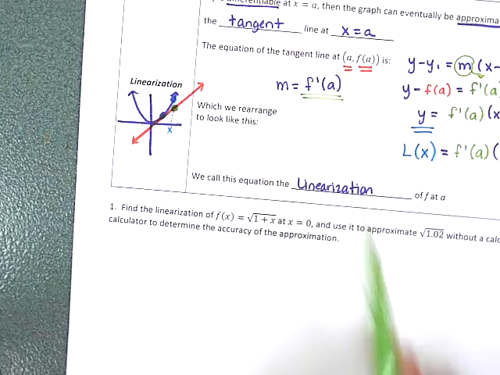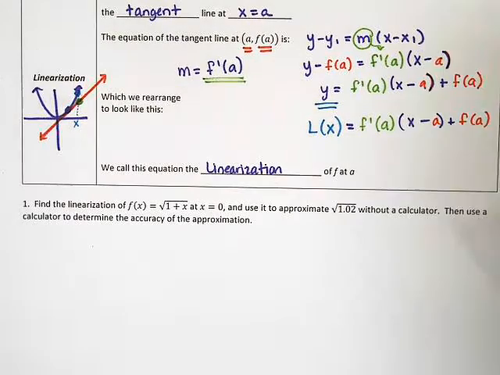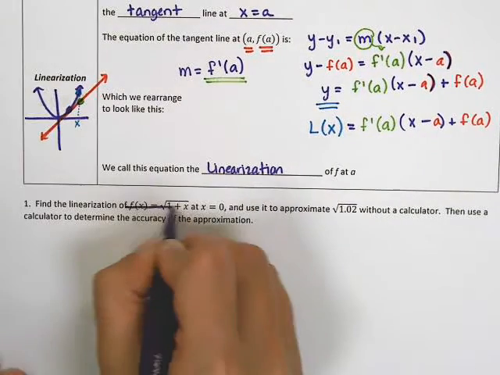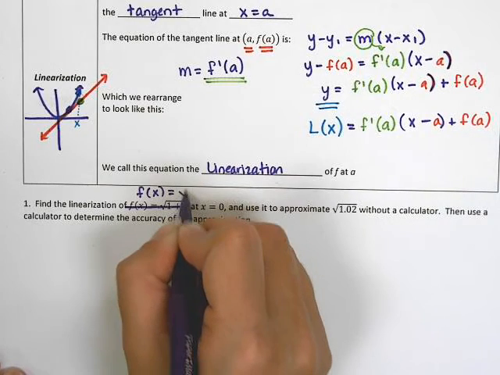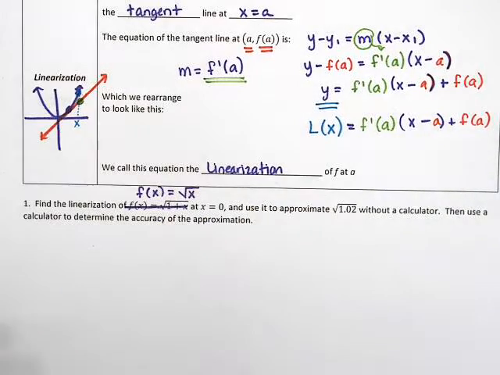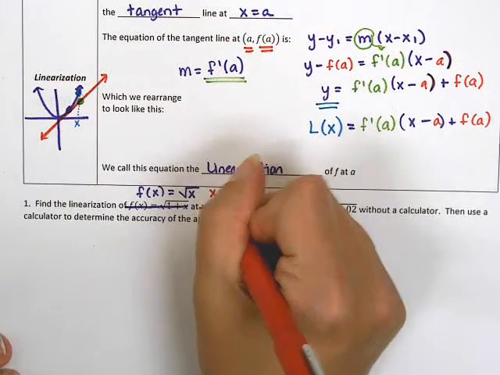Let me show you how to do this problem. I'm actually going to change the wording of the problem just slightly to make it a little bit more user-friendly. I'm going to change this, instead of f of x equals the square root of 1 plus x, to just the square root of x. And instead of x is 0, I'm going to change that to x is 1.